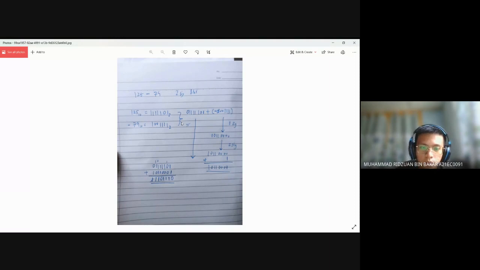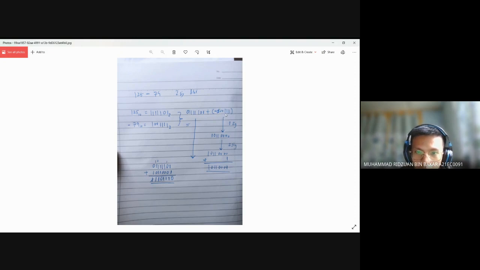So first 125 dengan 79 ni dalam bentuk desimal kan. So kita kena convert kepada binary dulu. Ini bila convert untuk 125 dapatlah 1111101. And then untuk 79 pula 1001111. Tapi nak dalam bentuk 8 bit. So untuk 125 kita tambah kosong kat depan. And then untuk 79 pun kita tambah kosong kat depan.